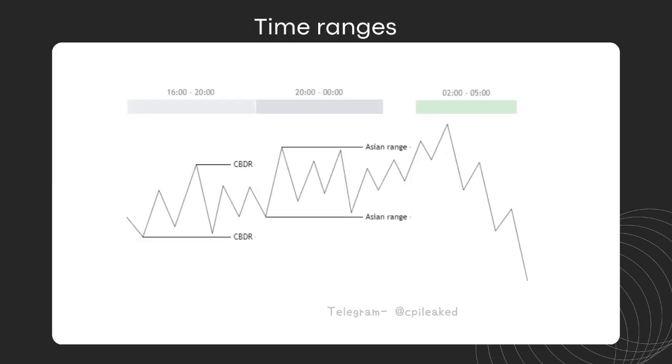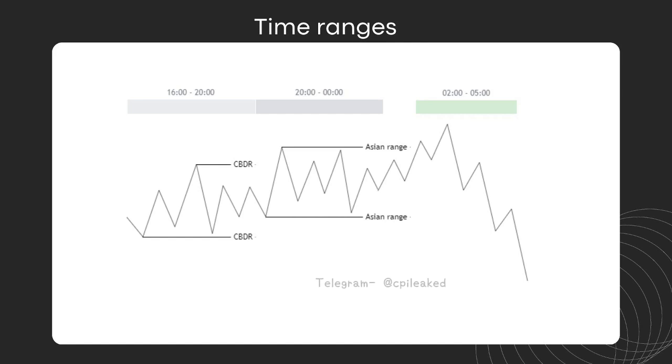Now, moving on, here we've got an example of time ranges. You can see right here we've got some times. First one we've got is from 16 Eastern time to 20 Eastern time, and this time of the day represents the central bank's dealer range, right? And price usually ranges or forms consolidation during this time of the day, and this is treated as a dynamic range known as the CBDR, or the central bank dealers range, right? Then we've got another time range, which is from 20 Eastern time to midnight, and this is what we call the Asian session range.